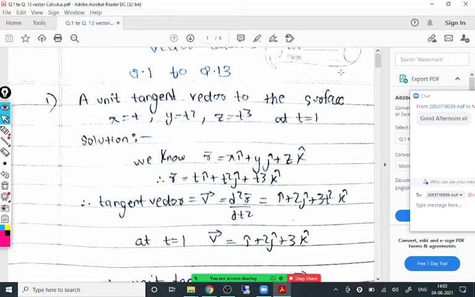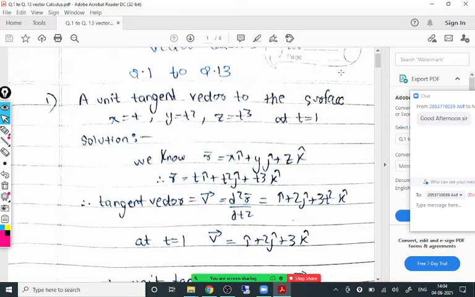Then if you come to vector integration, we have three theorems and one line integral, that is line integral or work done, and the three theorems, namely Green's theorem, Stokes theorem, and Gauss theorem. You should know the formulas or the statement of each theorem, and the definitions of curl, divergence, and gradient.